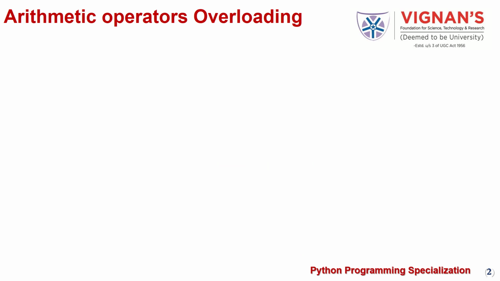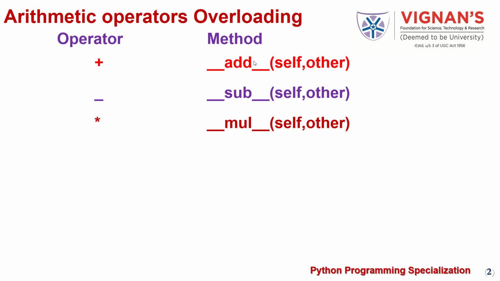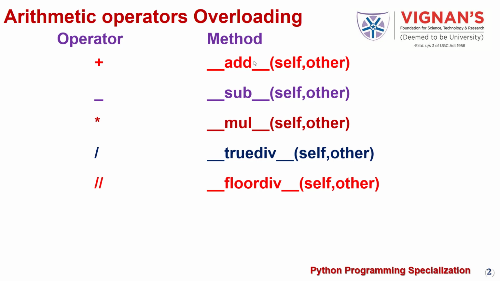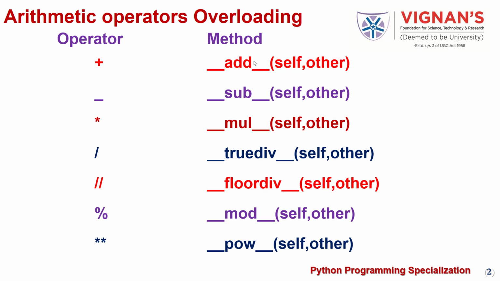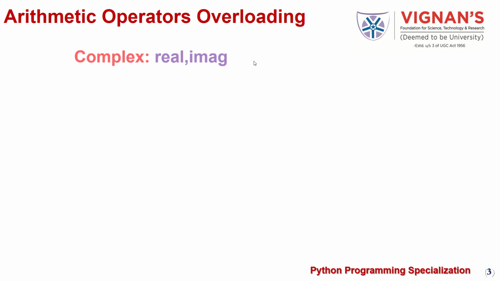In today's class, let us discuss arithmetic operator overloading. Python programming language supports arithmetic overloading. For addition, we use the __add__ method. For subtraction, we use __sub__. For multiplication, we use __mul__. For floating point division, we use __truediv__. For integer division, we use __floordiv__. Similarly, to find the remainder, we use the __mod__ method. And similarly, for the power function, we use __pow__.